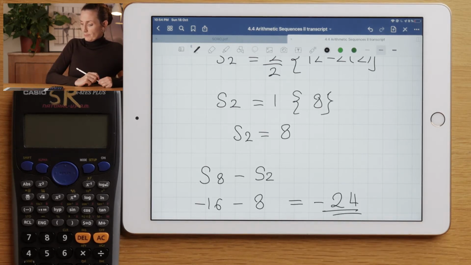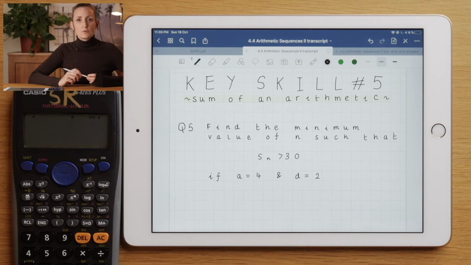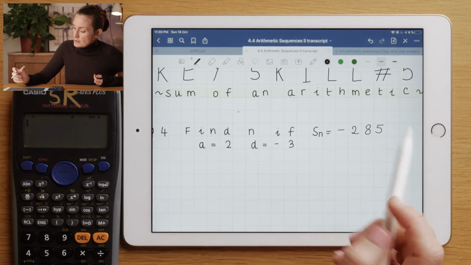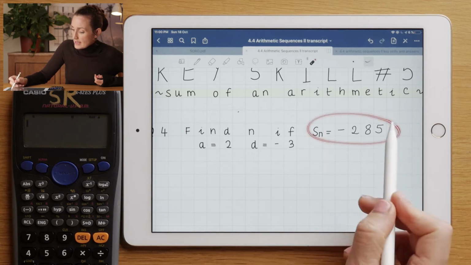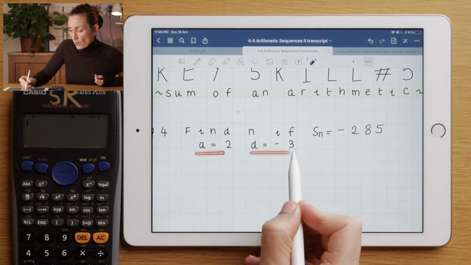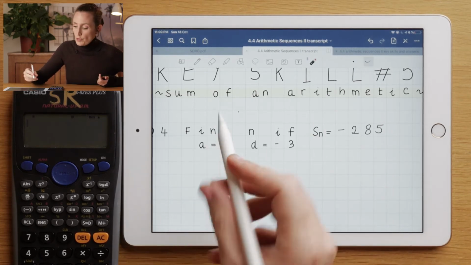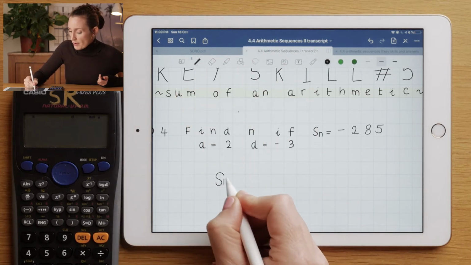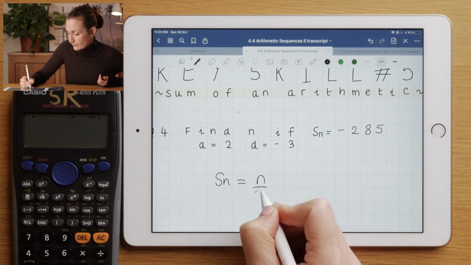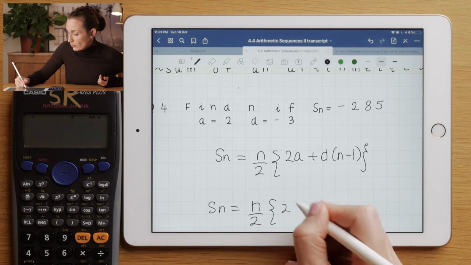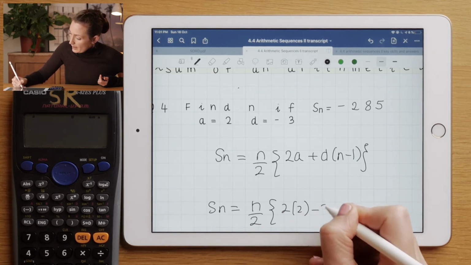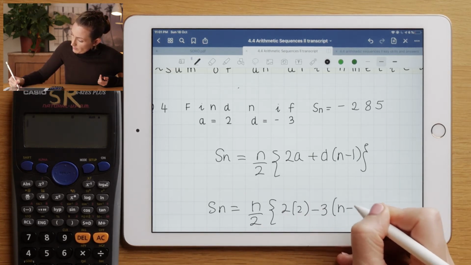In the last couple of questions, we're going to be asked to solve for n. We're going to be given the summation and we're asked to work backwards until we can find n. So in this question, we've been told what Sn is, we've been told what A is and what D is, but what we don't know is what n is. So we're going to start by writing out a formula. I'm going to replace A with 2 and D with minus 3.